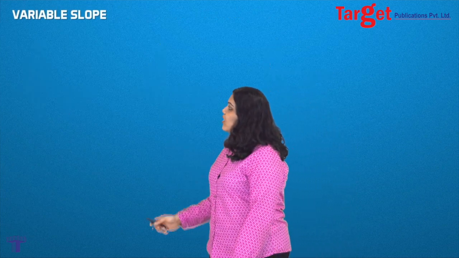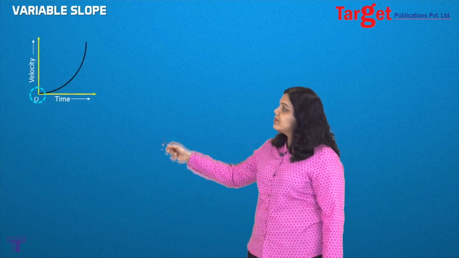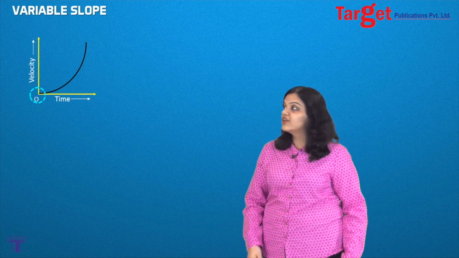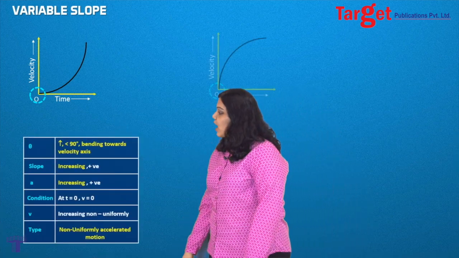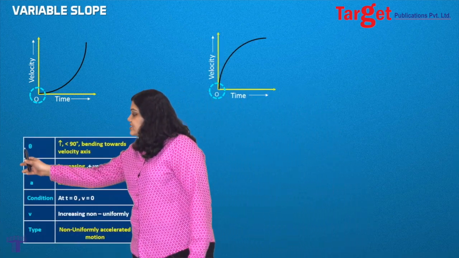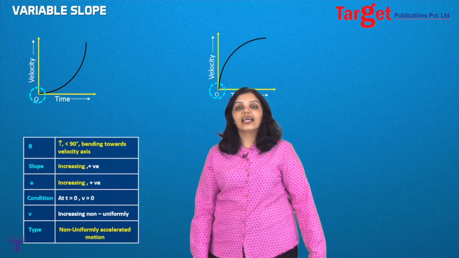Let's take a look at a graph which has a variable slope. Variable slope means a graph which is a curve. Let's take a look at the properties of this graph. You can see that the angle they are saying is increasing. How do we know that the angle is increasing?